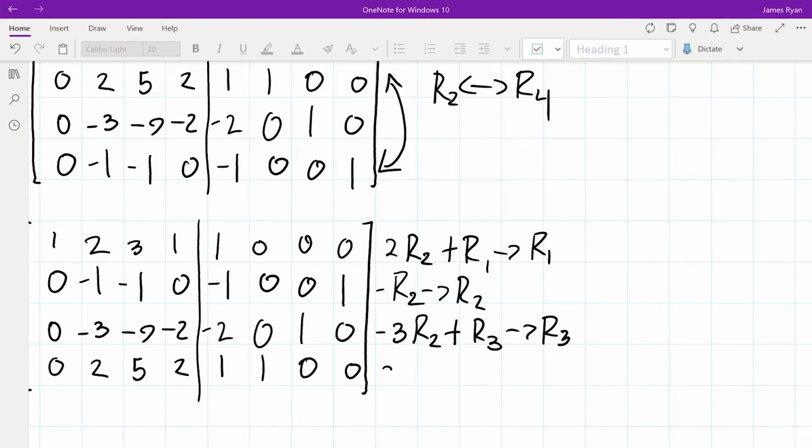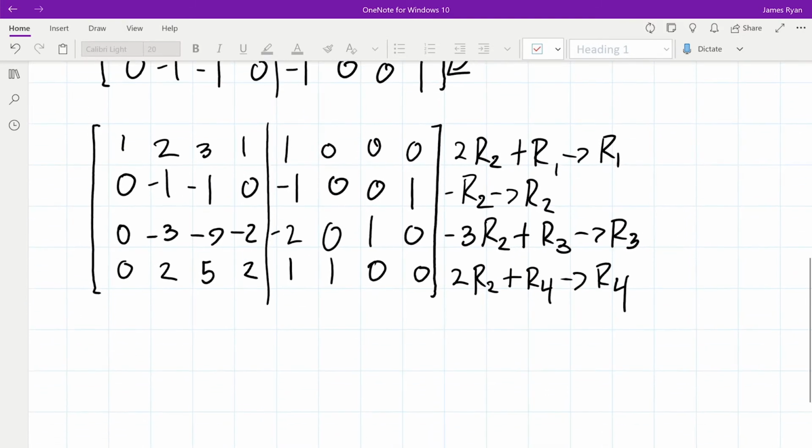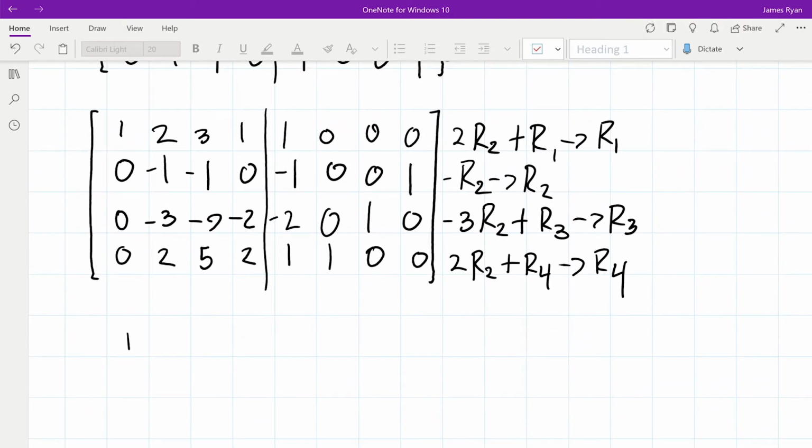And 2 row 2 plus row 4 will become the new row 4. After this, I'll have 1, 0, 0, 0, 0, 1, 0, 0.